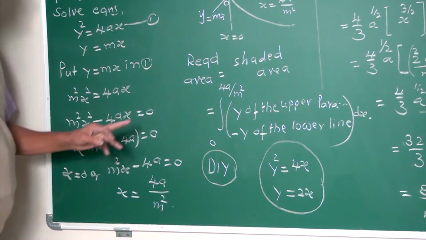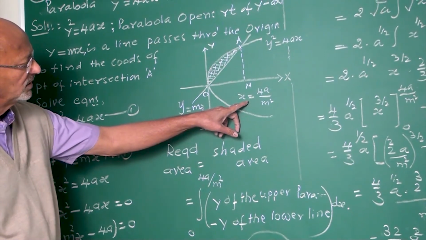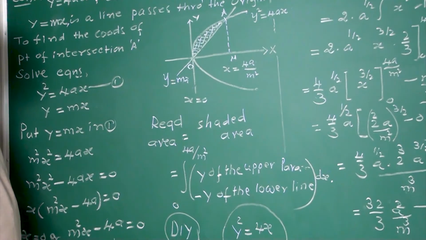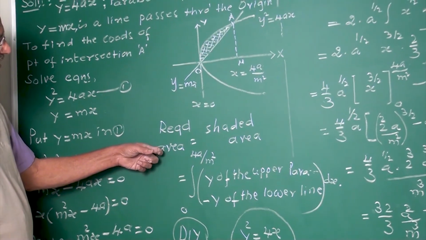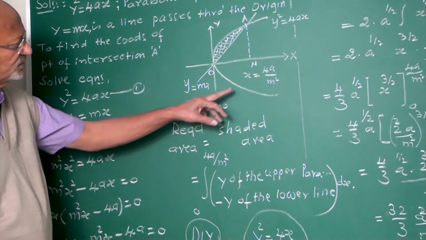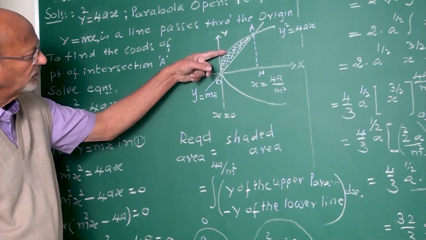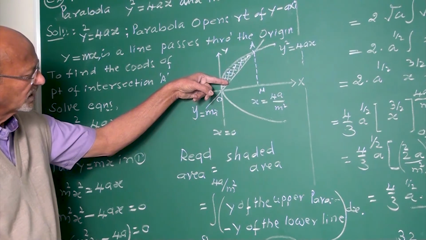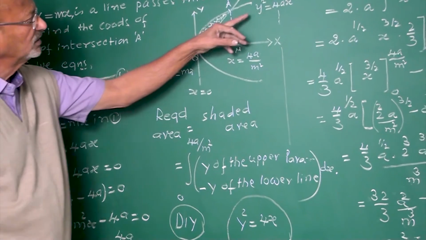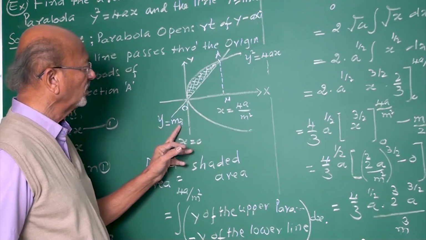These two are nothing but, my friends, the limits of integration: x equal to 0 and x equal to 4a upon m square. After finding those limits, the required area, this shaded figure itself, is the definite integral from 0 to 4a upon m square of y of the upper curve minus y of the lower line. What is y of the upper parabola? Y is the square root. Y of the lower line is y equal to mx.